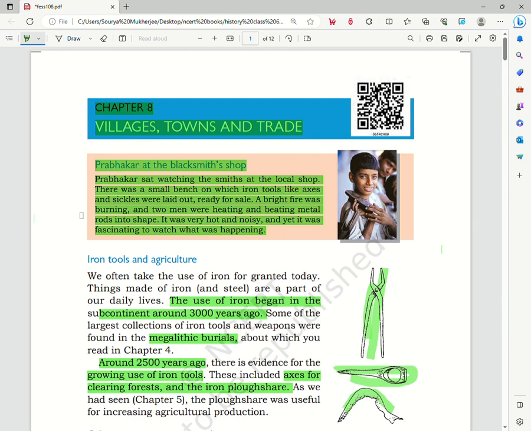So today we are going to study chapter 8 of class 6 history NCERT book. The name of the chapter is Villages, Towns and Trade.